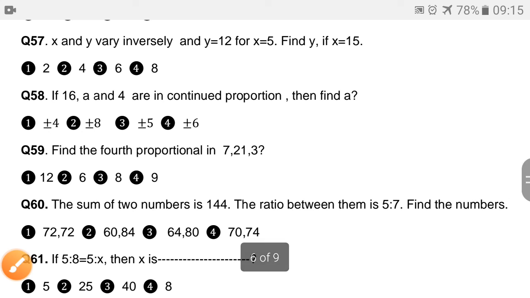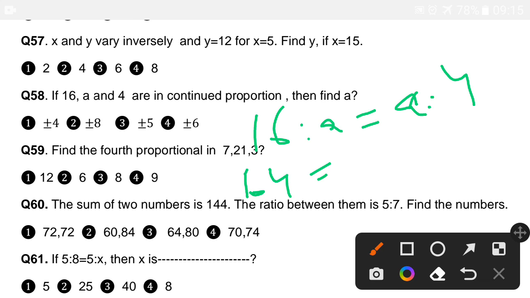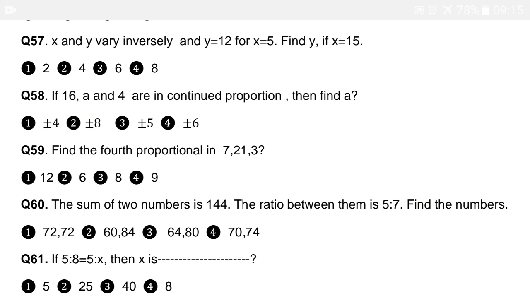Question number 58 is: if 16, a and 4 are in continued proportion, then find a. So if 16, a and 4 are in continued proportion, then a will be repeated twice, and we can write this proportion as 16 ratio a equals a ratio 4, because they are in continued proportion. So by product of means equals product of extremes, we can write 64, 16 fours are 64, and a times a is a square. So a square equals 64, a equals plus minus 8. So the second option is right.